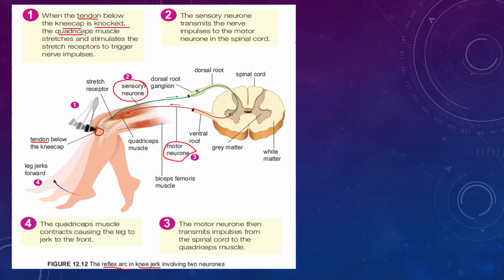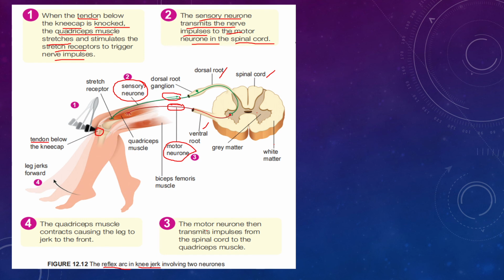What happens is the quadriceps muscle is going to stretch, and then it stimulates the stretch receptors to trigger nerve impulses. The quadriceps muscle stretched stimulates the stretch receptors. So the sensory neuron is going to transmit the nerve impulses straight away to the motor neuron, which is in the spinal cord. Notice the arrow. This is the dorsal root and the ventral root. The spinal cord has gray matter, and white matter outside.